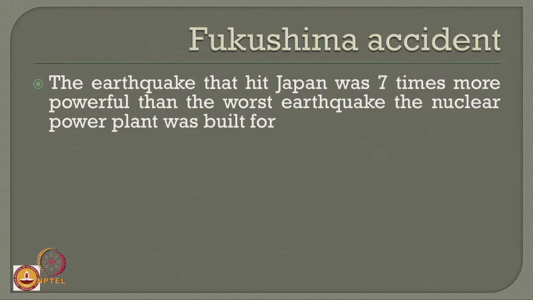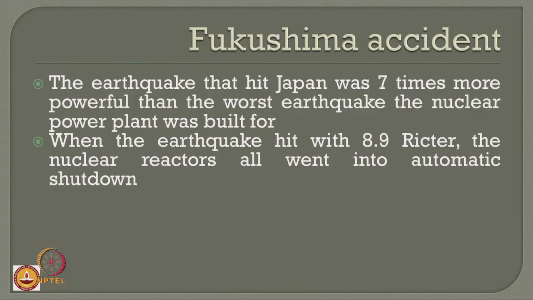The earthquake that hit Japan was 7 times more powerful than the worst earthquake that ever hit any nuclear power plant ever built in Japan. It is very unfortunate that the catastrophic reaction of this earthquake was 7 times higher compared to any earlier earthquake that occurred in the nearest vicinity where this power plant was constructed. When that earthquake hit, it had a magnitude of 8.9 Richter.